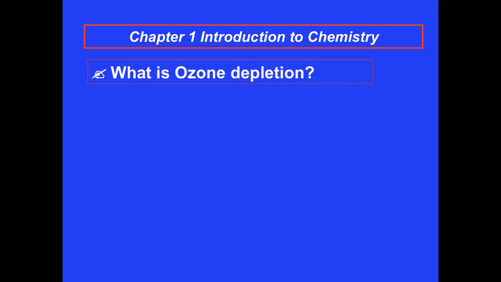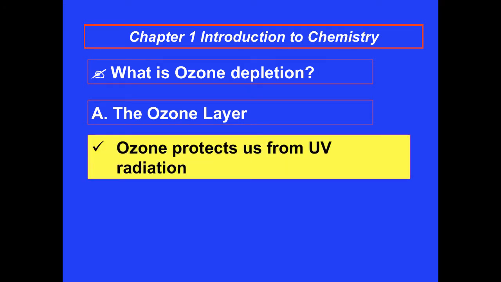In the 1970s, scientists began to notice a decrease in the concentration of ozone in our atmosphere. This was worrisome because ozone protects us from UV radiation. Notice this note is outlined in yellow. This is an indication that you should fill this information in on your lecture outline.